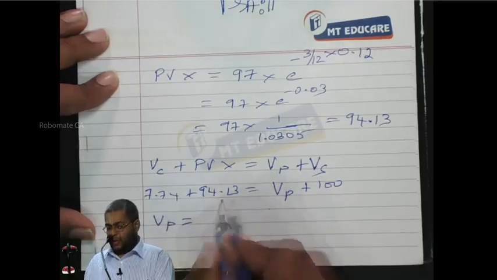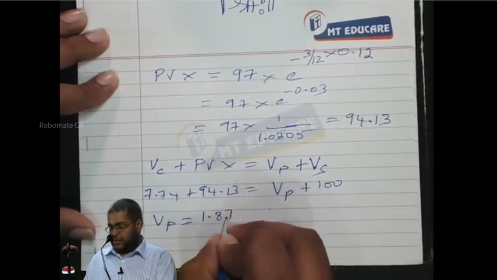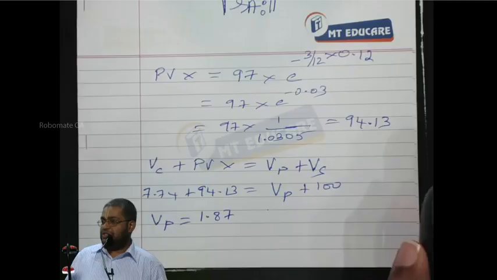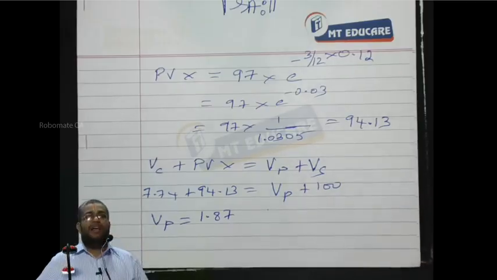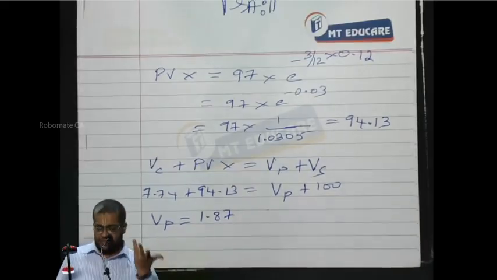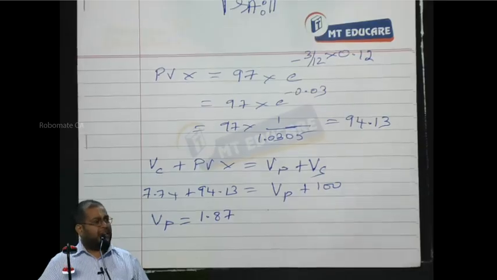7.74 plus 94.13 minus 100. What is the number? 1.87. The value of the put option is equal to 1.87. That's how I found out using what equation? Put call parity equation. Everybody respond. Are you able to understand it or not?